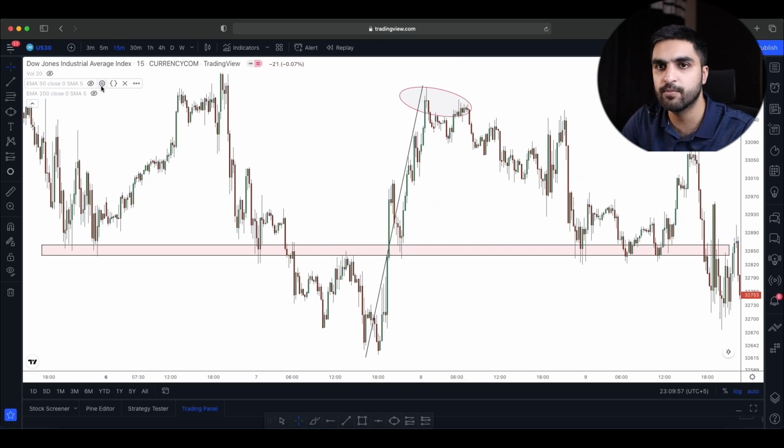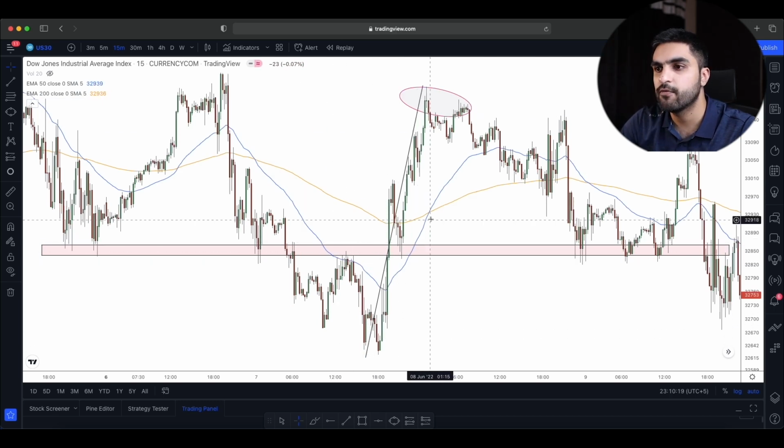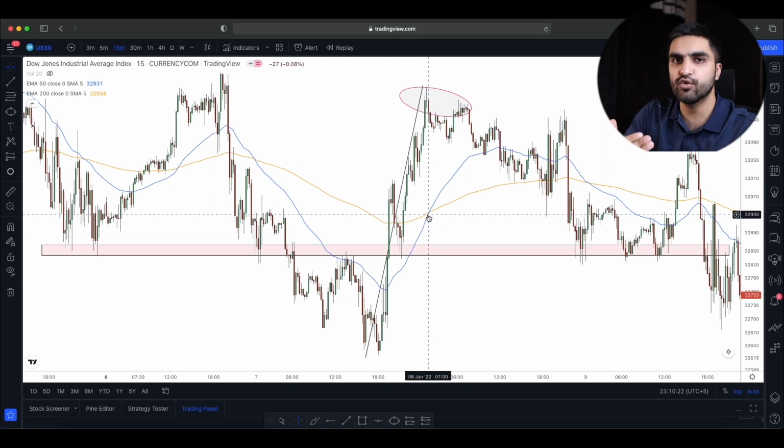So we are going to add both of them, and we can clearly see that after we broke this resistance level to the upside, 50 EMA also went higher than 200 EMA. So it means that we have the confirmed buy trend. So what we need to do is go down to the 5-minute time frame to look for the pullback and wait for the market to give us a trade opportunity. So now let's move down to the 5-minute time frame.